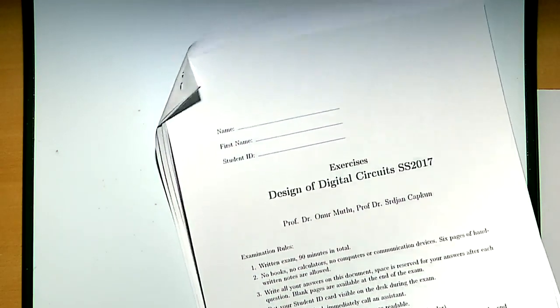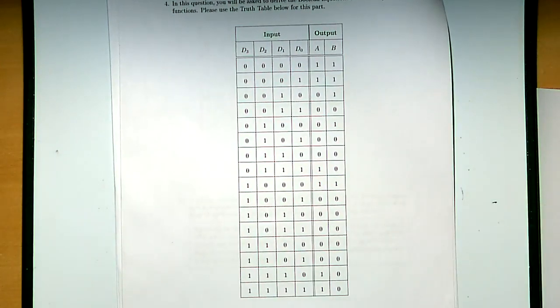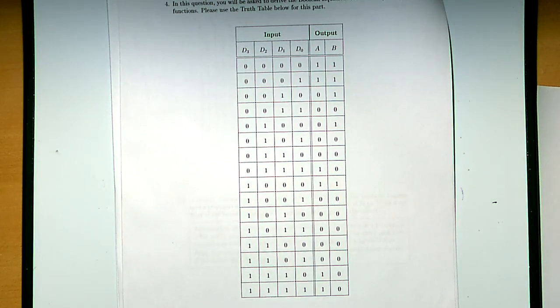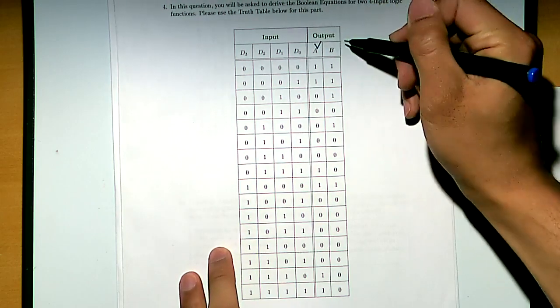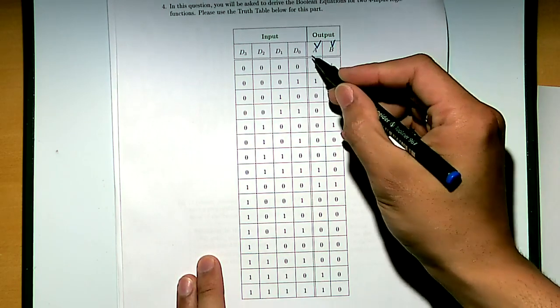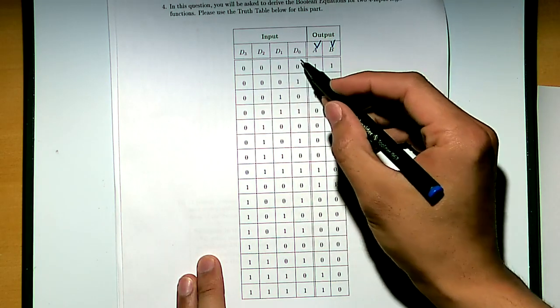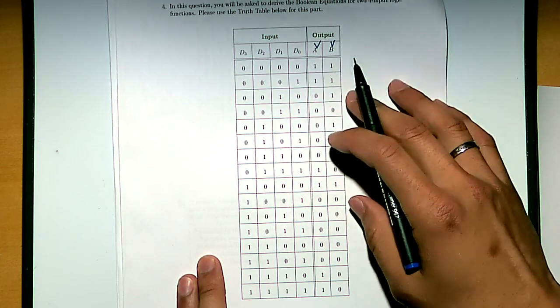All right, so let's say 1 to 2 questions together, and I just want to give you a refresher on how you can go about solving these questions. So let's have a look at this one together. This is a truth table. In this question, typically, you will be asked to derive the Boolean equations for 2 4-input logic functions. Which 2? These 2, A and B. The inputs are D3 through D0, and the outputs are A and B.